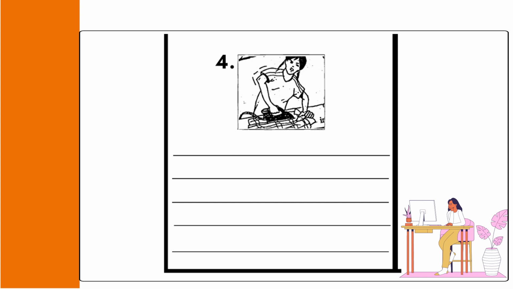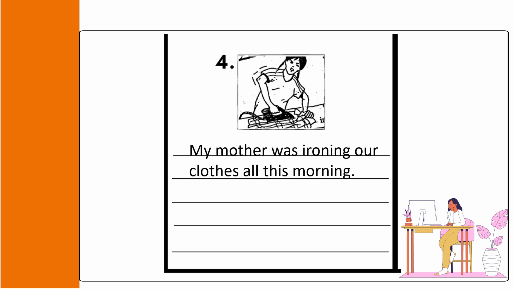今天整个早上. So all this morning, 我妈妈正在烫我们的衣服. Okay, so my mother was ironing our clothes all this morning. So we use all this morning, 整个早上, right? 你强调那时候他正在做，整个早上都正在。So when you write your sentence, you use past continuous tense. My mother was ironing our clothes all this morning. Okay, copy this sentence now.